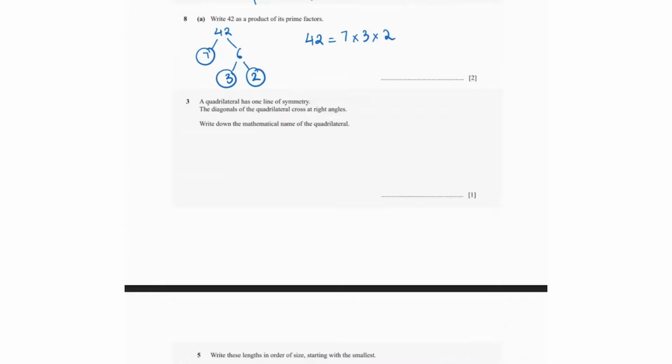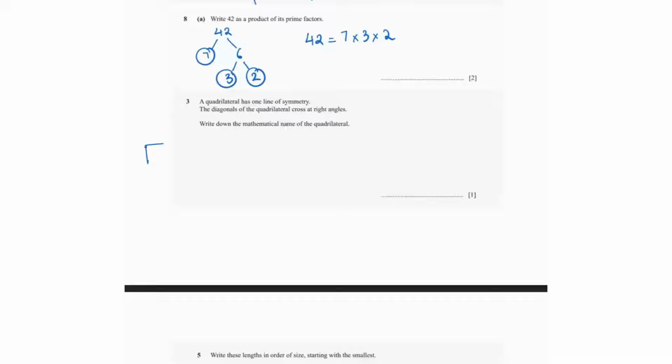Then we talk about shapes. It says a quadrilateral has one line of symmetry. The diagonals of the quadrilateral cross at right angles. Write down the mathematical name of this quadrilateral. So for you to be able to confidently answer this question, you need to know the different types of quadrilaterals. So let's go through the quadrilaterals now.